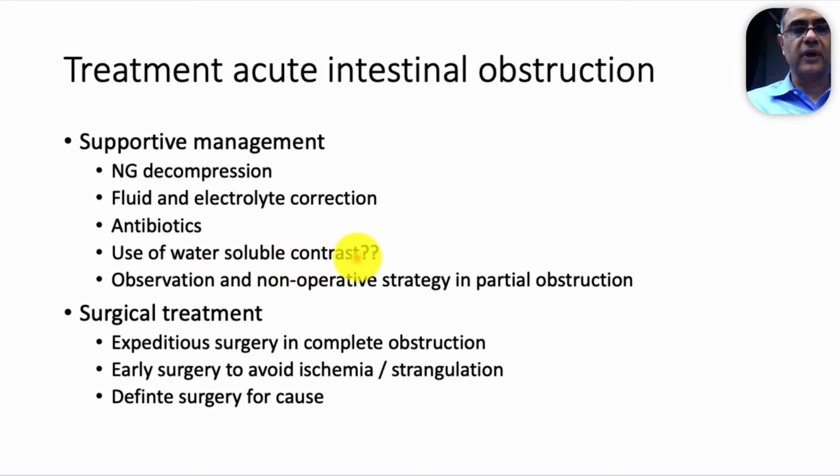So water soluble contrast, some people use it. Then observation and non-operative strategy in the partial obstruction. Surgical treatment: if the patient is developing signs of ischemia or strangulation, then definitely we will go for exploratory laparotomy and deal with the cause as such.